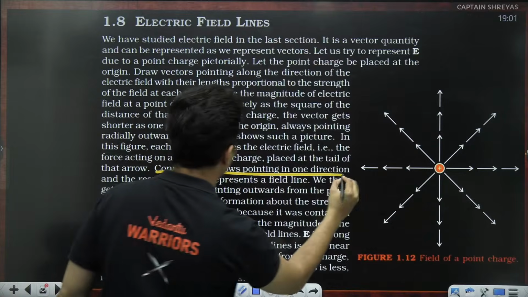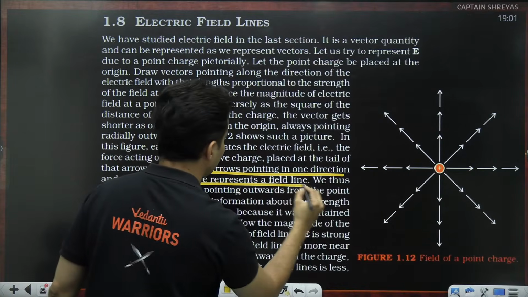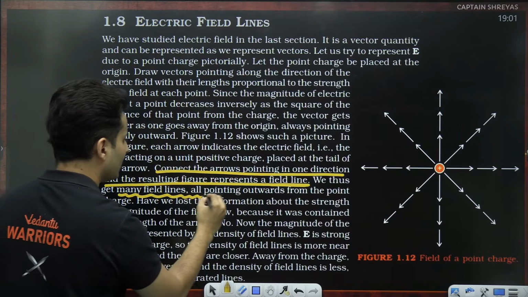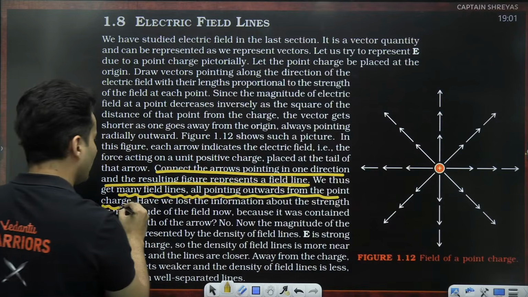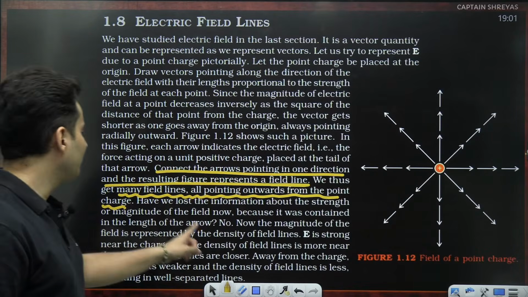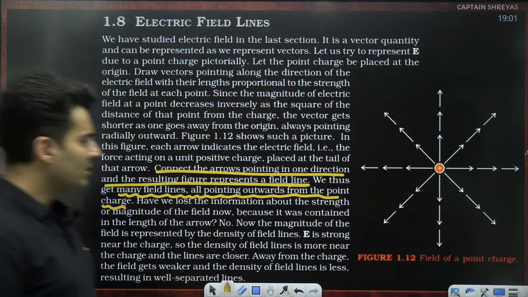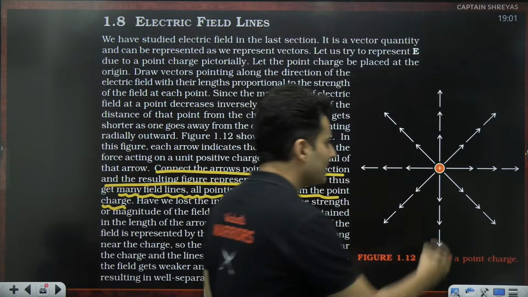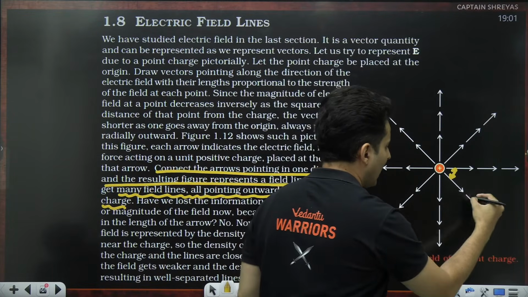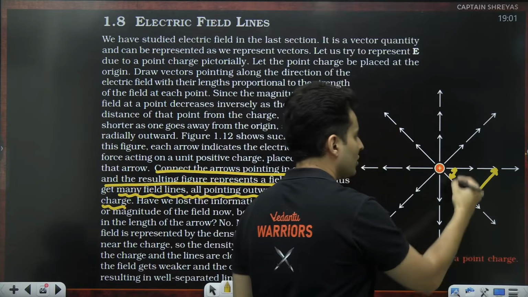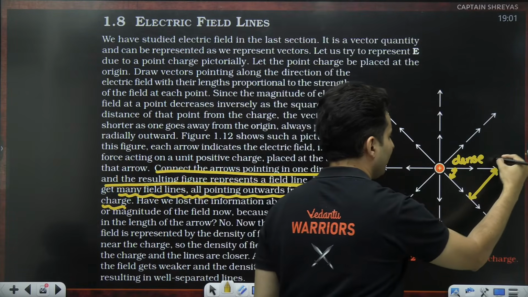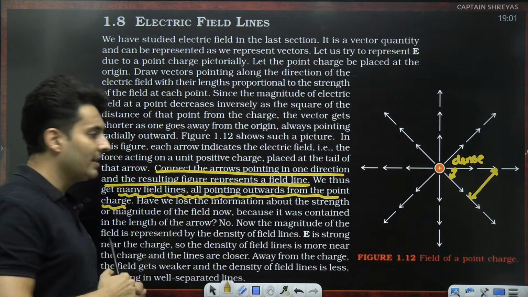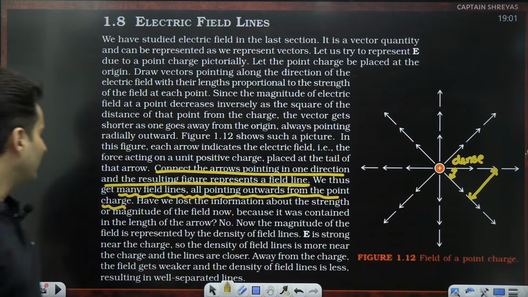Connecting the arrows pointing in one direction, the resulting figure represents an electric field line. We thus get many field lines all pointing outwards from the point charge. Have we lost the information of the electric field now? No, because when you go very close to the charge, you will see the field is very strong. You will see the spacing between the lines is less as compared to the spacing when you are far away. So it is more dense over here versus not so dense over here. So the density of the field lines tells you the strength of the field. That is what they have mentioned.